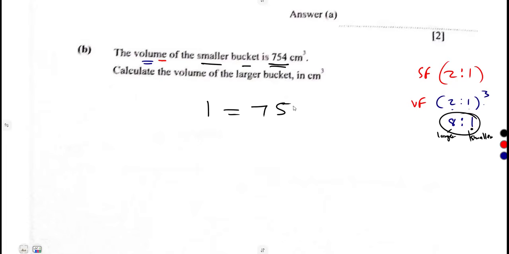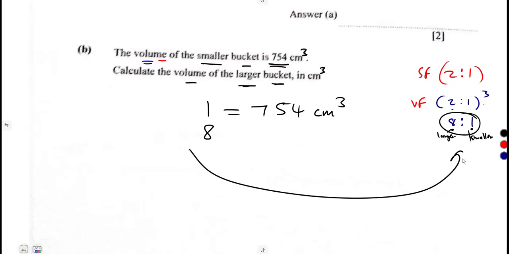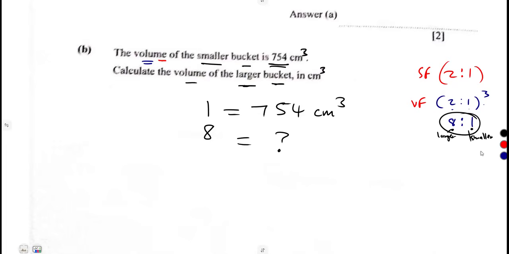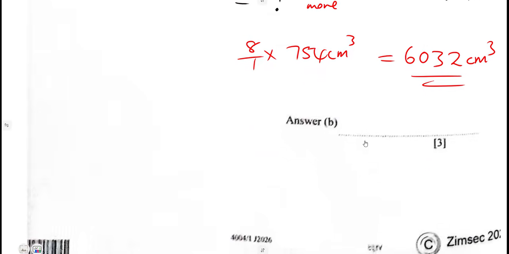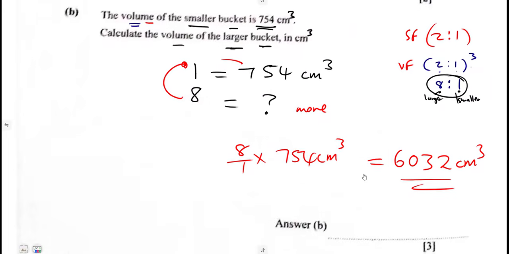Its volume is 754 cubic centimeters. Calculate the volume of the larger bucket in cubic centimeters. The larger bucket has got a ratio of 8 according to volume factor. What is its volume? We do not know. So this is going to be more. Comparing 8 and 1. So that's 8 over 1 times 754 cubic centimeters. So guys, you can simply multiply this. 754 times 8. You're going to obtain 6,032 cubic centimeters. Multiply properly. All right, so that is what you're going to have for 3 marks.